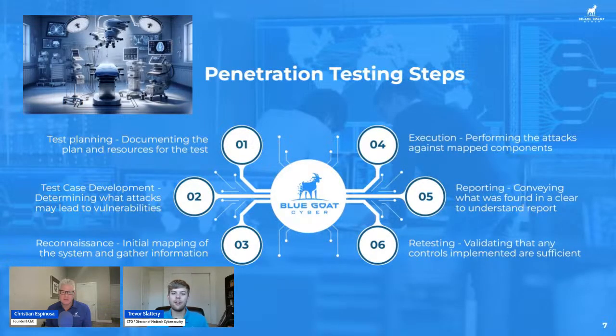All right, now we'll look a little bit about the sequential order of a penetration test. So of course, the first thing is we're doing that test planning. We're getting the plan and the resources for the test. That stems us directly into that test case development. So determining what we can do that can lead to vulnerabilities. And then the first step of the actual test is going to be that reconnaissance.